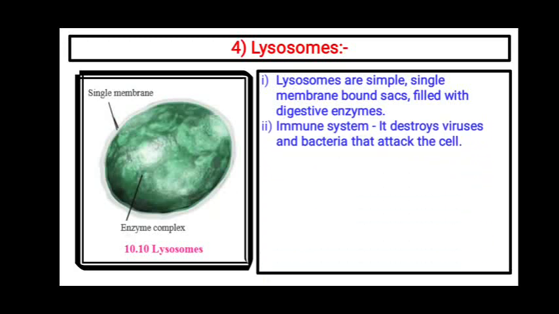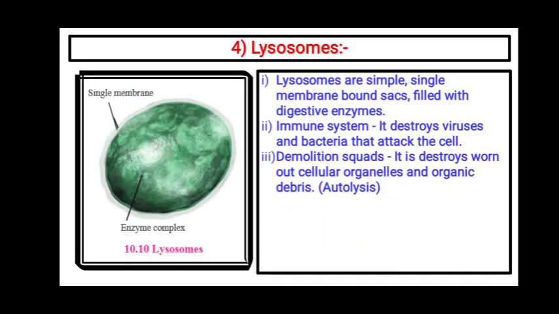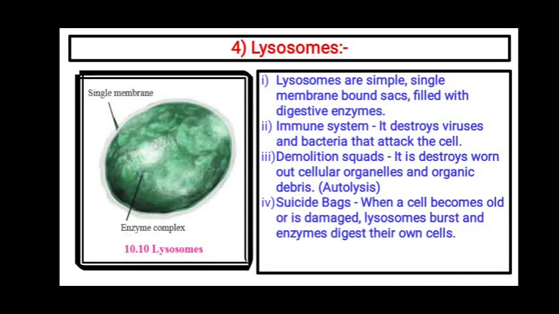The functions: it acts as an immune system. It is also called a demolition squad. It is also known as suicide bags. That means when the cell becomes old or damaged, these lysosomes burst and the enzymes digest their own cells. So that is why they are called suicide bags. And during starvation, lysosomes digest stored proteins and fats.